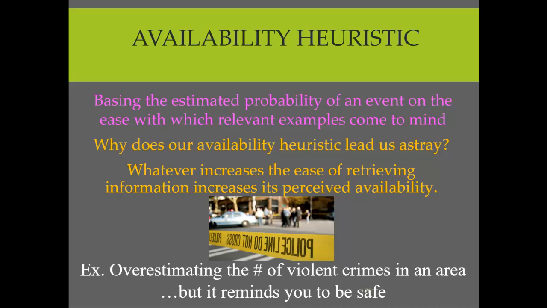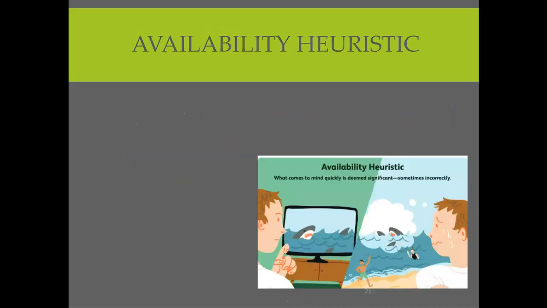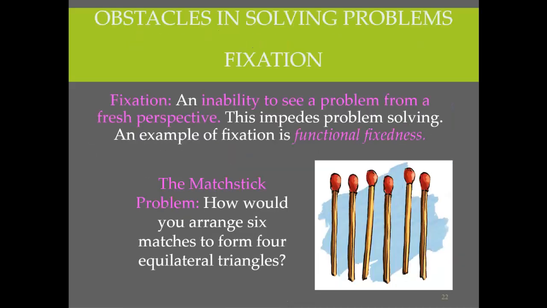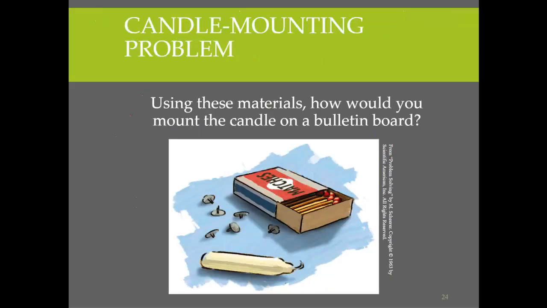You're just not exposed to that information, so you don't necessarily know what else is a good option. Let's see, we did those examples. All right, fixation is an obstacle to problem solving. That's when you can't see things from a fresh perspective. The matchstick problem was like, how do you make a triangle? All these triangles, and people don't usually picture that they could make a pyramid.